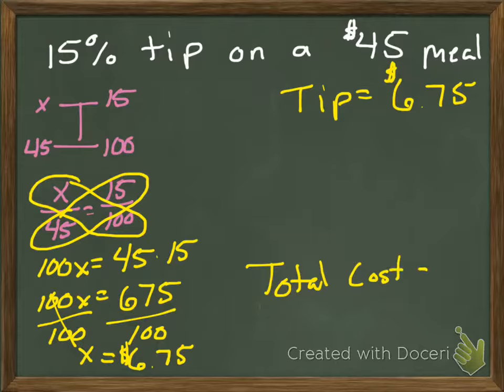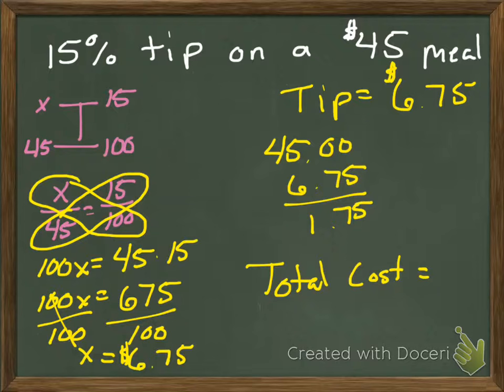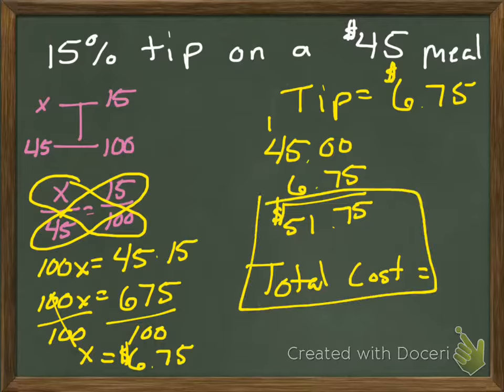Okay? But now we have to figure out what is the total cost. Because in order to pay for our meal, we have to actually pay for the whole cost. We can't just pay for the meal and somehow that tip is a part of what the meal is. So just like with the sales tax, we have to add that on to the total in the end. So the $45 plus the tip is going to equal $51.75. So our total cost that we're going to leave on the table when we pay for our meal is $51.75.